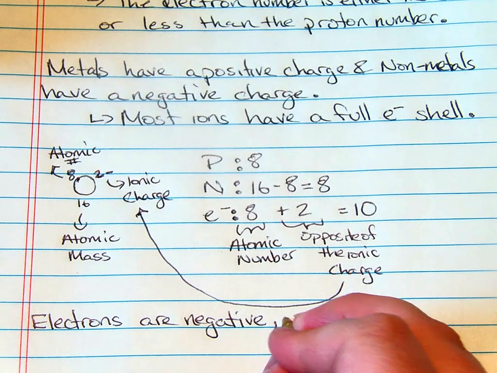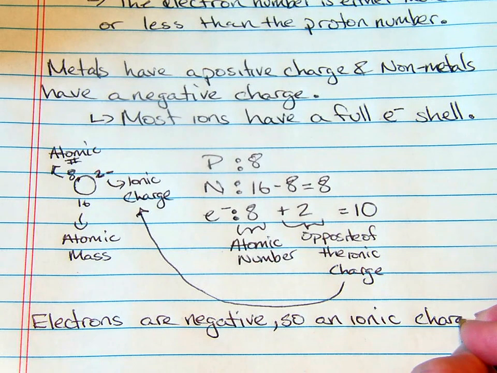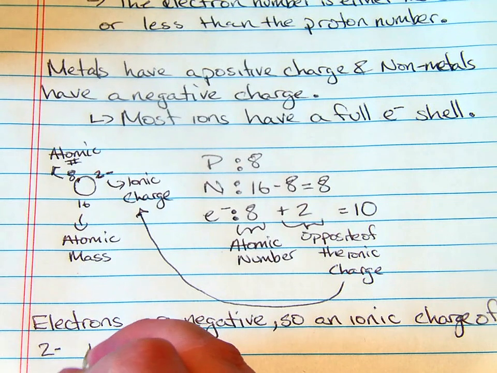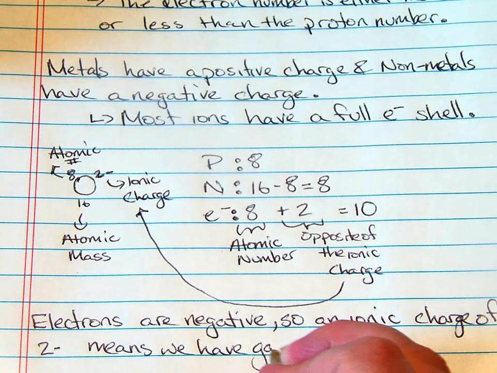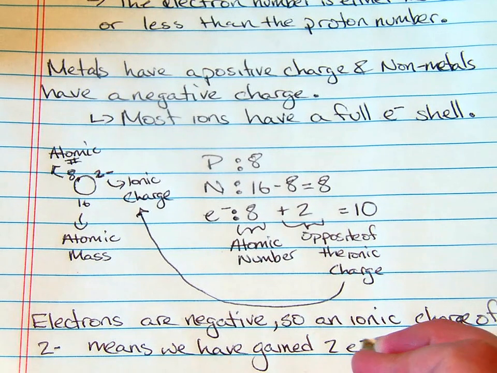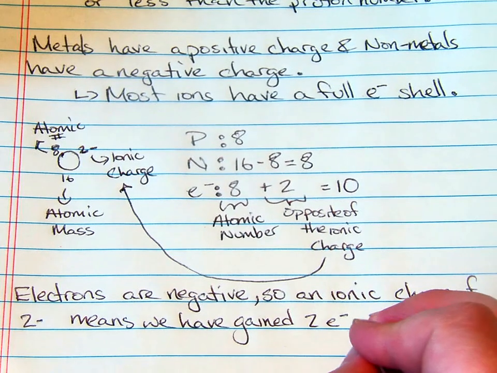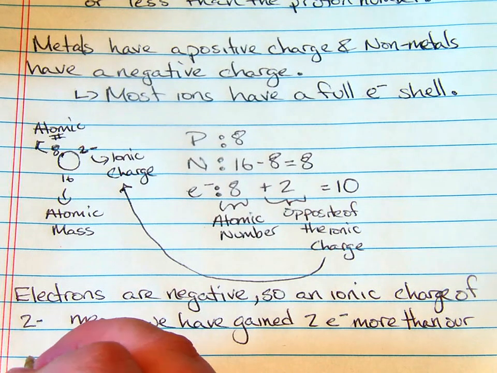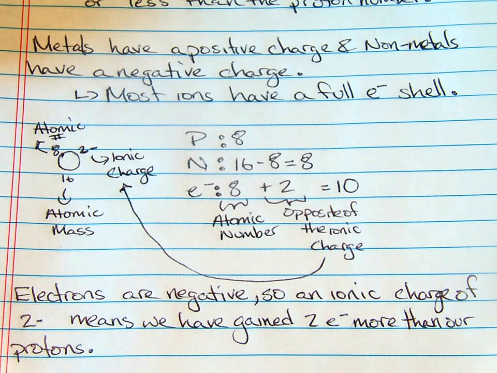So, an ionic charge of 2 minus means we have gained 2 electrons more than our protons. Okay, good. So, let's draw this out.